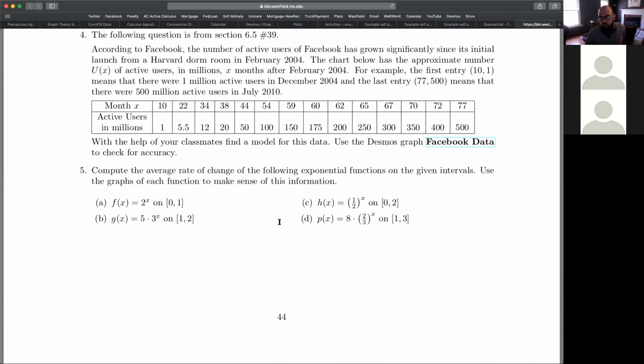All right, so I'm going to kick it back over to the two of you. What do you see here? Do you remember average rate of change?